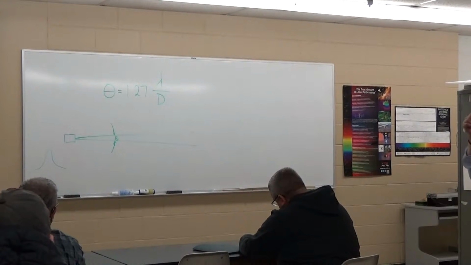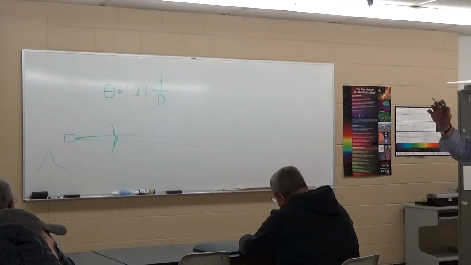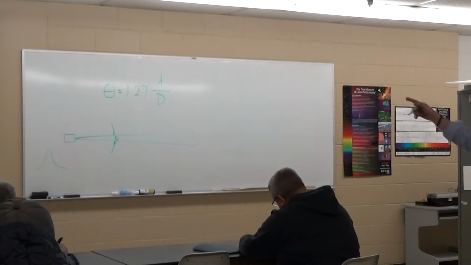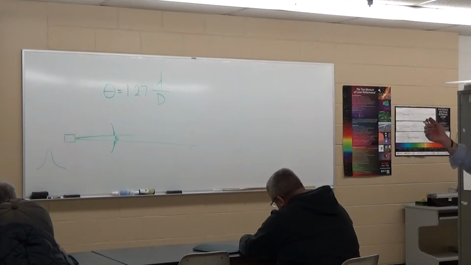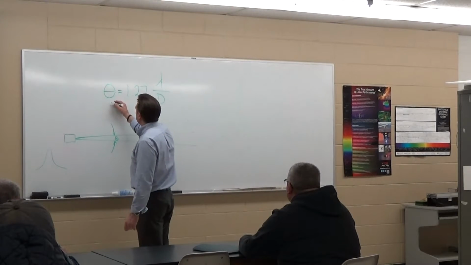If you have a longer wavelength, it's going to have a greater divergence. If you have a shorter wavelength, that divergence angle is going to be smaller. On the other hand, sometimes you're limited to what wavelength you're using. Diameter: the bigger the diameter, the smaller the divergence. The smaller the diameter, the bigger the divergence. Now this is actually in radians.